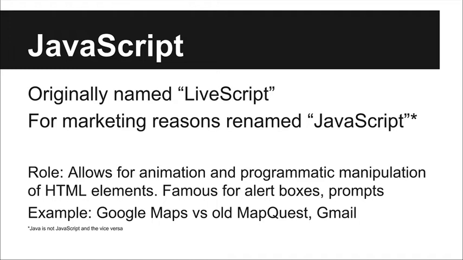It's famous for alert boxes, which are really annoying, and you can prompt the user for things such as their name. Really good uses of JavaScript are, for example, Google Maps or Gmail. If you remember a long time ago, with MapQuest you'd have to click on another image to zoom another level, versus Google Maps where you just drag the map around and it fills in as you go. That's using a lot of JavaScript, and it's a lot more fluid and makes it feel more like an actual application rather than just another website that has to reload the page.